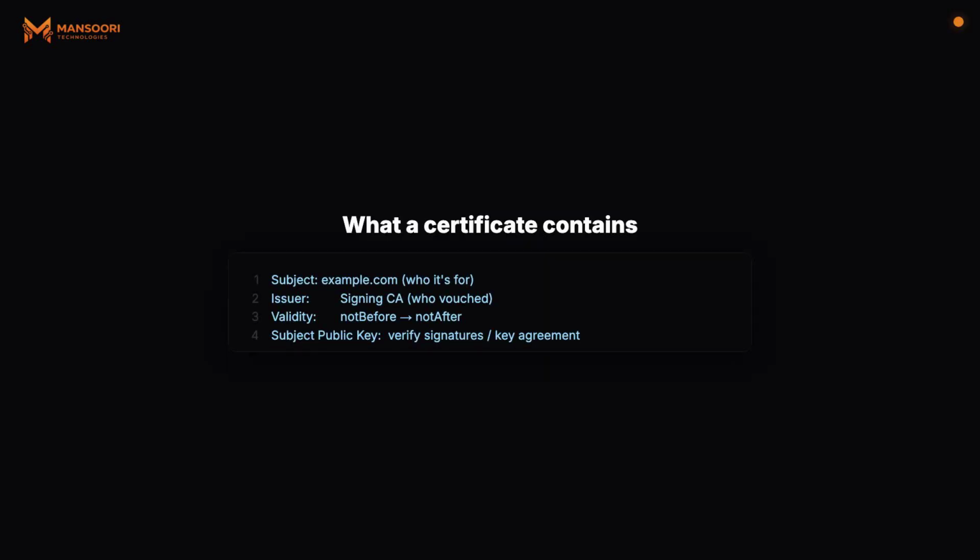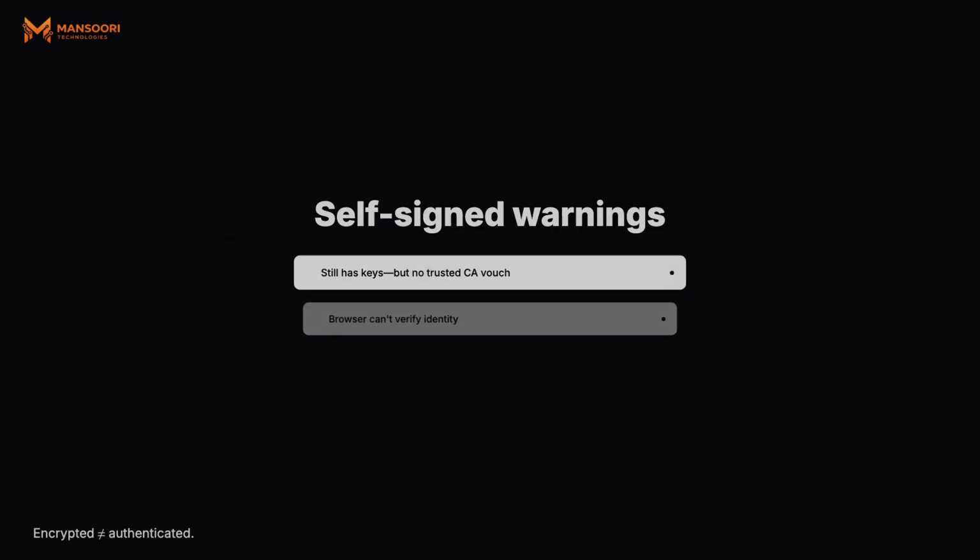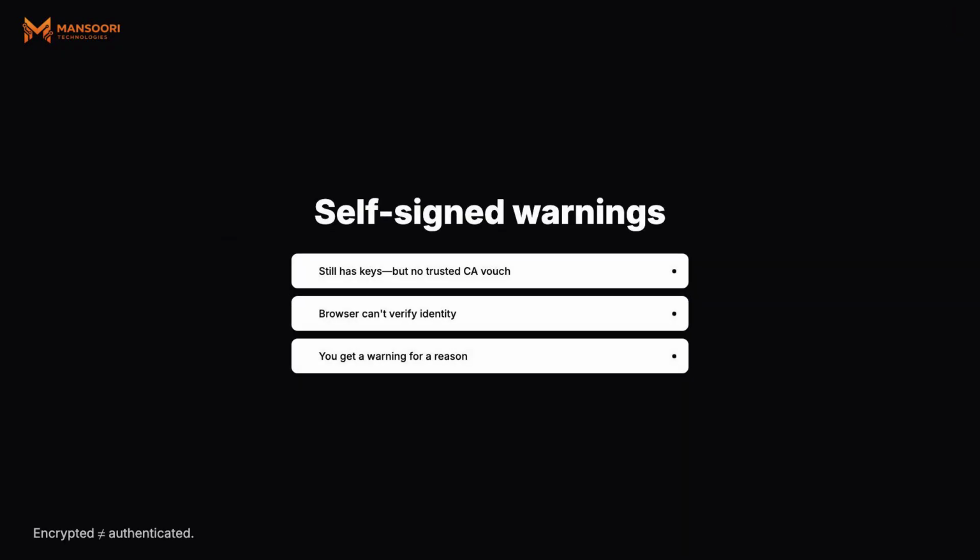In X.509 format, think of a certificate as a structured document. Who it is for, who issued it, when it expires, and the public key you use to verify signatures and help set up encryption. A self-signed certificate still has a public key, but nobody independent attests the mapping from name to key. Your browser warns because authentication failed the chain of trust test, even though traffic might still be encrypted. Encryption without verification is a classic pitfall.